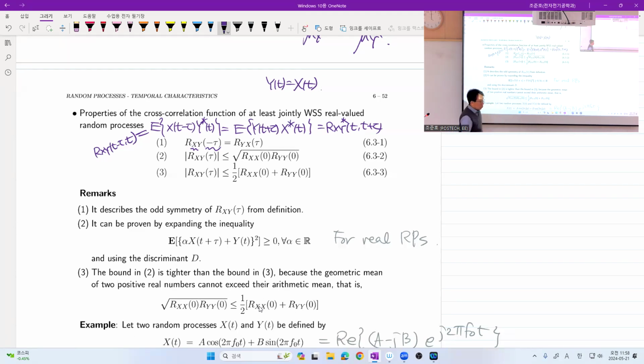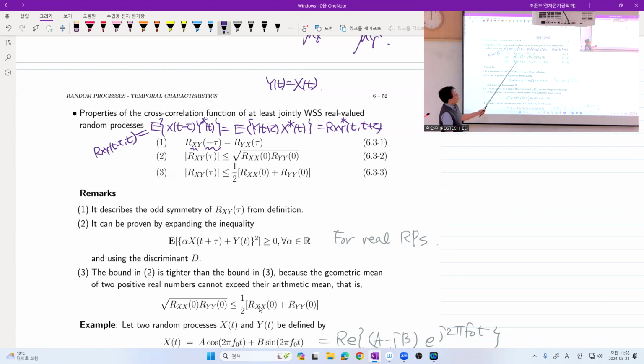So the cross-correlation between x and y evaluated at negative tau, which is the left-hand side, equals the cross-correlation function of y and x evaluated at tau. So you just switch the order, and the sign of tau flips. It's kind of obvious. Now let's take a look at the second one.